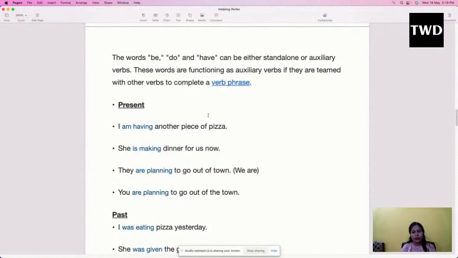That is applicable to you. You are attending a session now. She is making dinner for us now. They are planning to go out of town. You are planning to go out of the town.